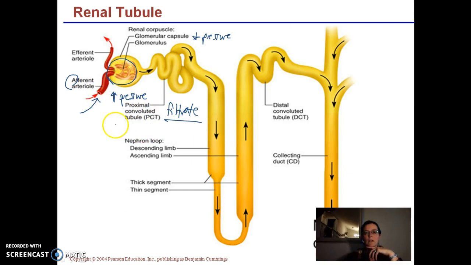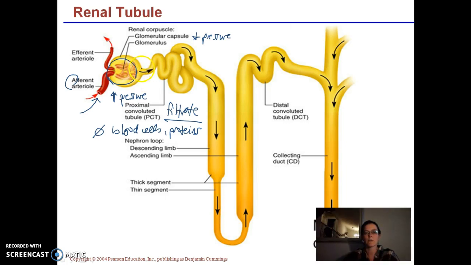However, filtrate should not include blood cells or proteins, simply because the holes in the capillaries are too small for the blood cells and the proteins to fit through. But that means that water, ions, glucose, other types of nutrients, other types of waste products, they all make their way here into the nephron through that process of filtration.